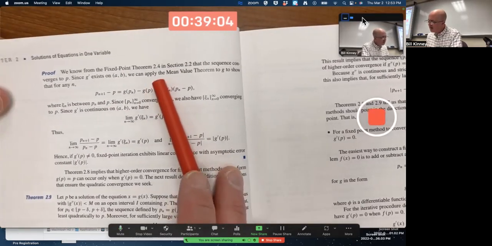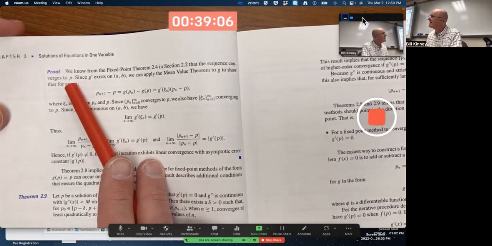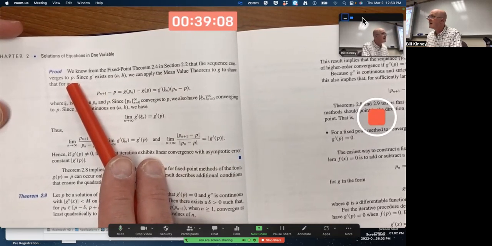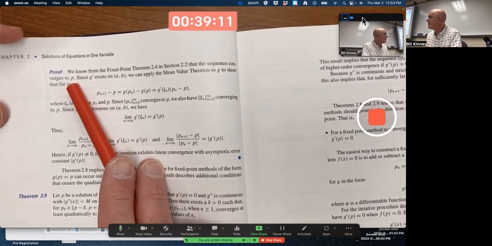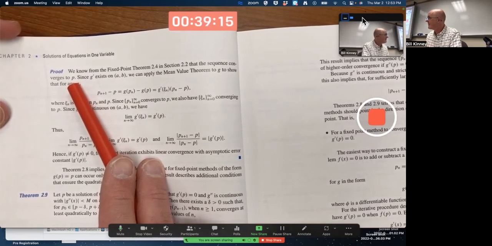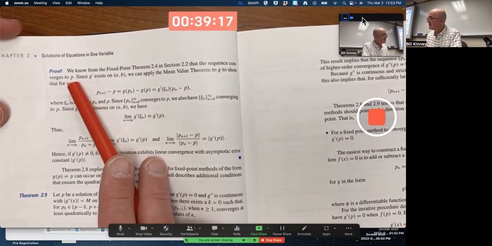Looking at the proof here, we know from the fixed point theorem that the sequence does converge to P. Why? Because G maps A to B into itself. The fact that G prime was always less than or equal to K in absolute value means it's a unique fixed point. It's got to converge to the unique fixed point, not some other fixed point.